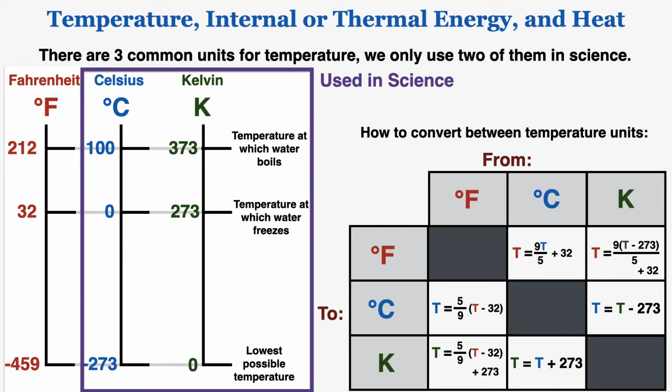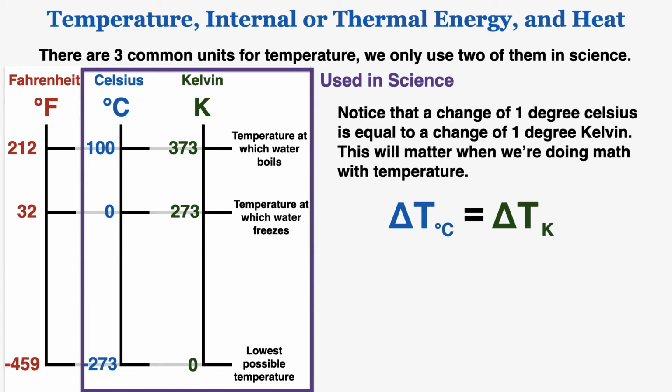On the right, I have a table showing ways of converting from each unit of temperature to each other unit of temperature. Notice on the chart that a change in 1 degree Celsius is equal to a change of 1 degree Kelvin. When you go up 100 degrees Celsius on the left, you also go up 100 degrees Kelvin on the right. This will matter when we're doing math with temperature. A change in temperature in terms of Celsius is always equal to a change in temperature in terms of Kelvin. They're always the same number.